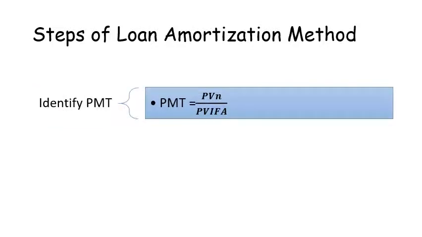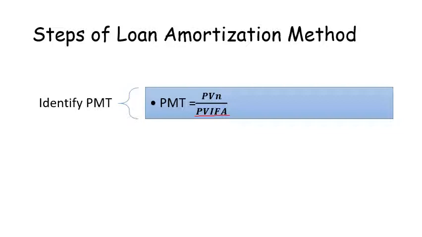We can find the PMT by using the equation of present value of annuity, in which we divide the present value of annuity, in our case the principal or the original value of the loan, by the present value interest factor for annuity.